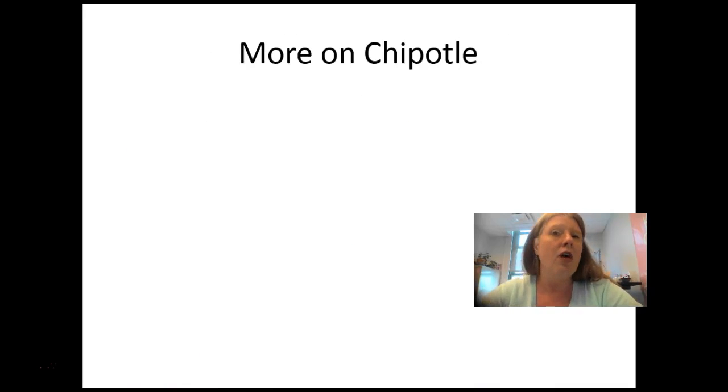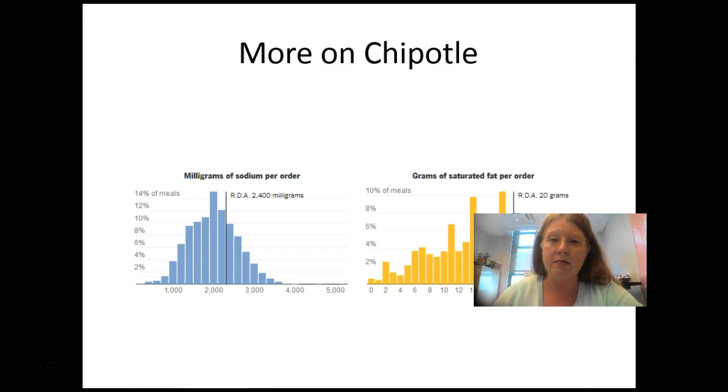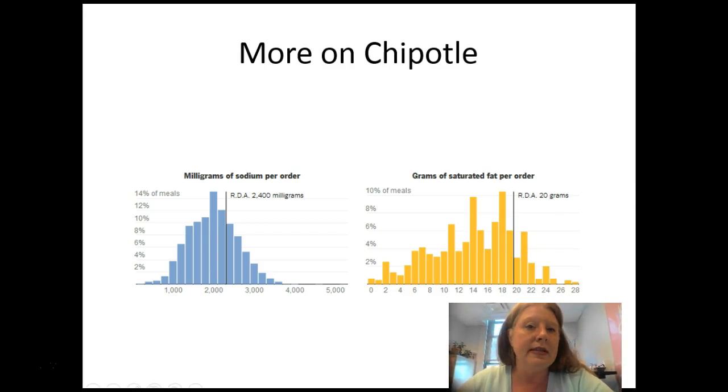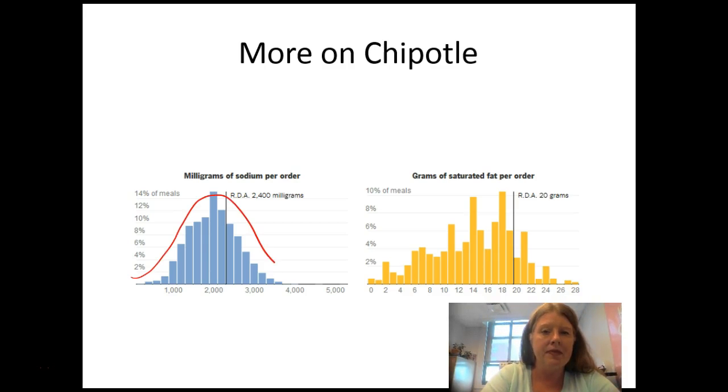Here's a couple other histograms that were in that same article. So the news gets even better here. They looked at all those same orders, and they looked at the milligrams of sodium per order, how that compares to the recommended daily allowance of sodium. They looked at the grams of saturated fat. And again, we can see here with sodium that I would say that's probably slightly skewed to the right. Almost symmetric, so not terribly skewed.